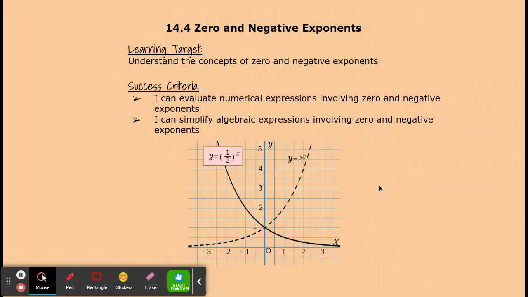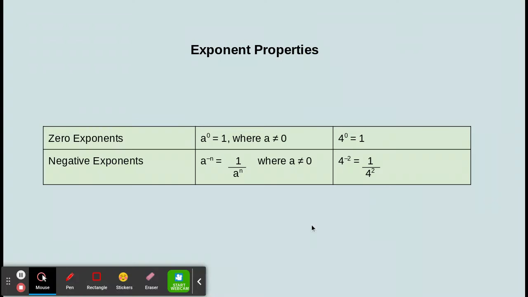14.4, zero and negative exponents. In this section, we're going to talk about the zero exponent property and the negative exponent property. The zero exponent property says that a base to the zero power is always 1. So a to the zero power is 1, and that means 4 to the zero power is also 1.